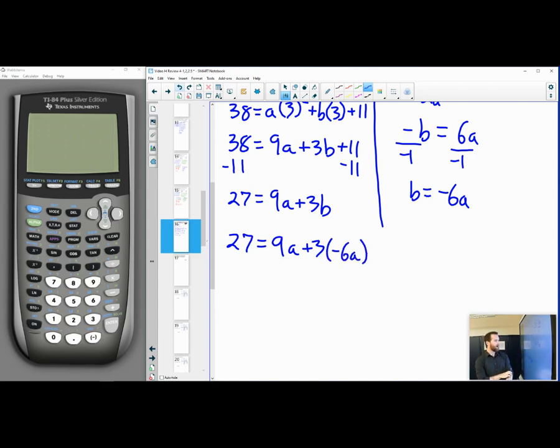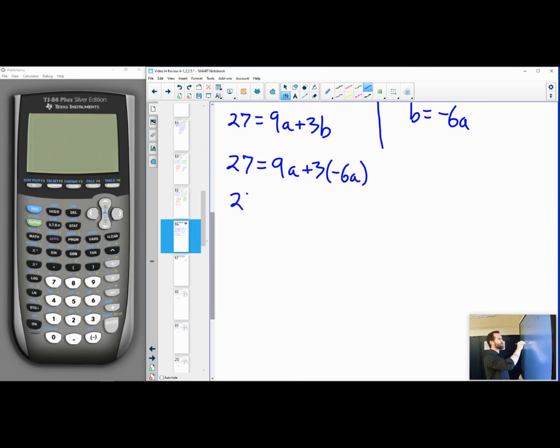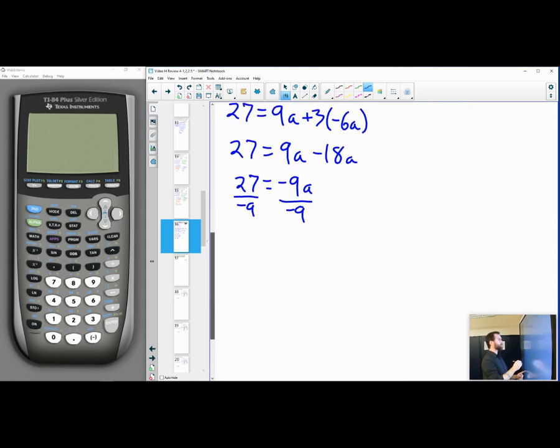And now we have one equation with, I know there's technically two variables, but they're the same variable. They're both a. So we can solve. Let's get rid of those. All right. What are we doing? Right. So 27 equals 9a. Let's see. 3 times negative 6 is going to be negative 18a. Then we combine our like terms, get 27 equals negative 9a. Then we can divide both sides by negative 9, and we end up with negative 3 equals a.